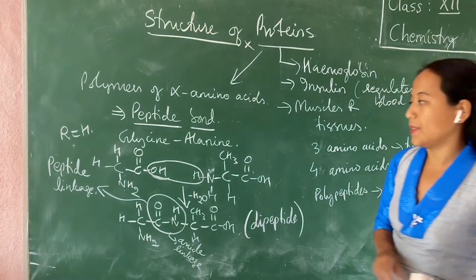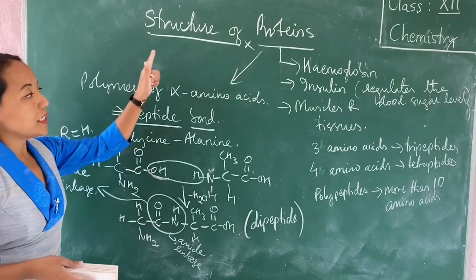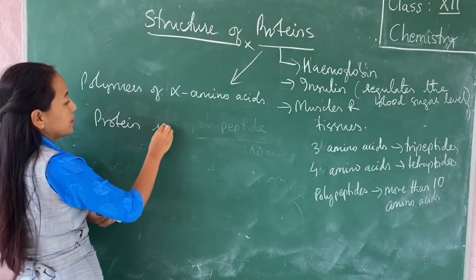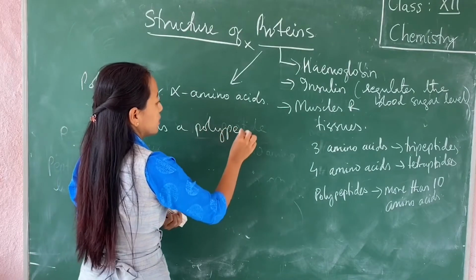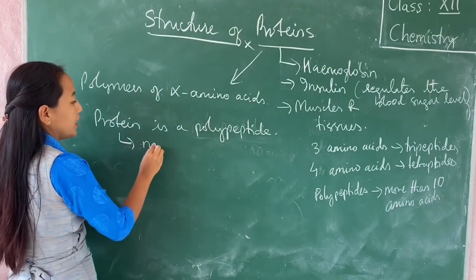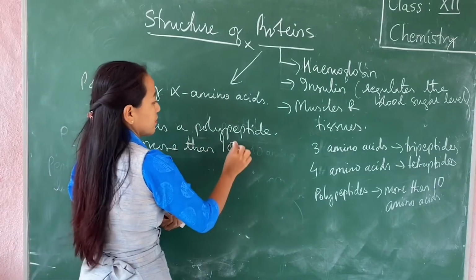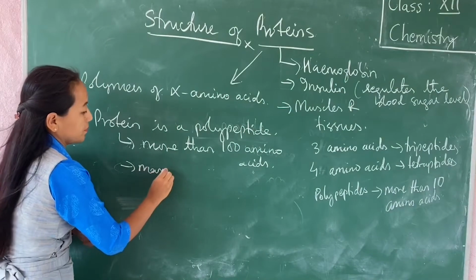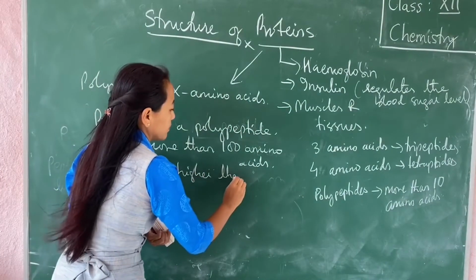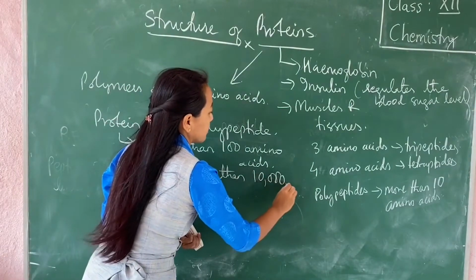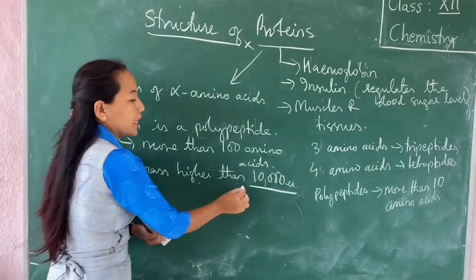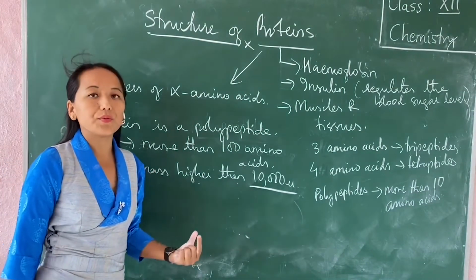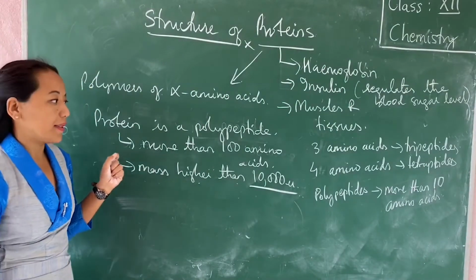It's called a polypeptide. Now that we know what is polypeptide, protein is a polypeptide because it contains more than 100 amino acids, and it has mass higher than 10,000 u. So only when it contains more than 100 amino acids and has mass higher than 10,000 u, it is called a protein. Now one exception is there in this case.